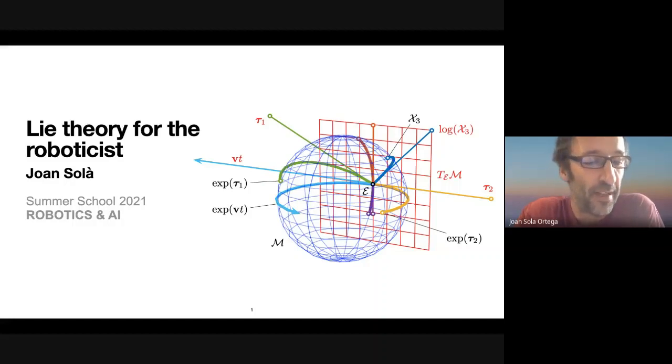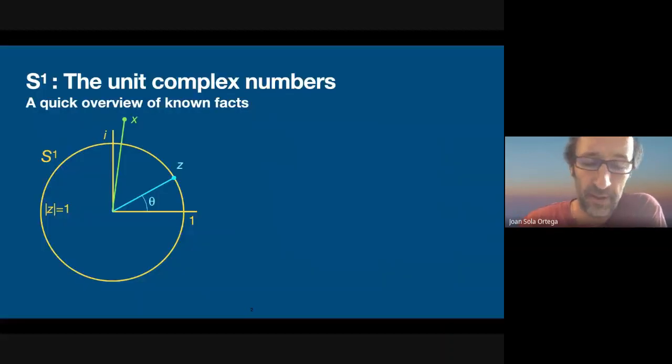Let's see. This presentation is quite graphical. There's quite a lot of drawings and explanations. And I try to make it as intuitive as possible so you can get the ideas relatively quickly. So to start, I will start with a very simple example.